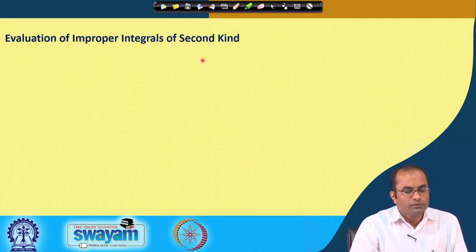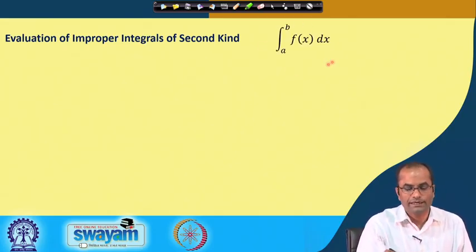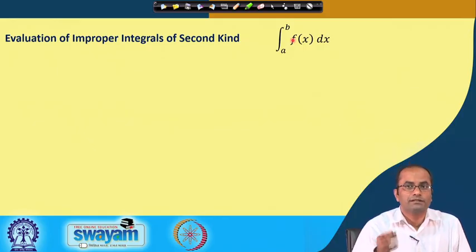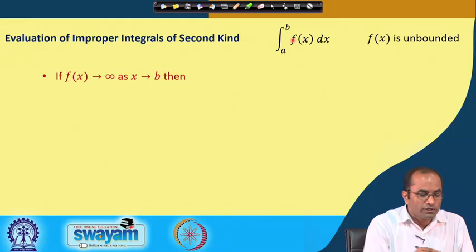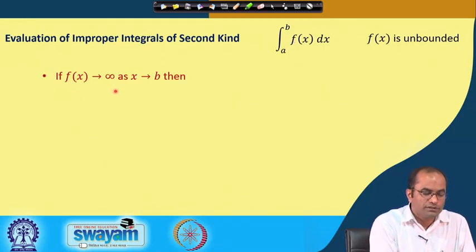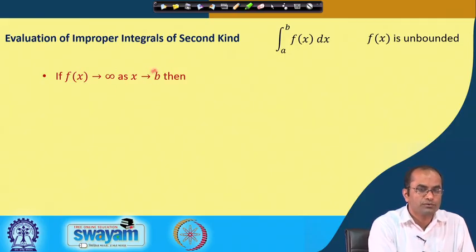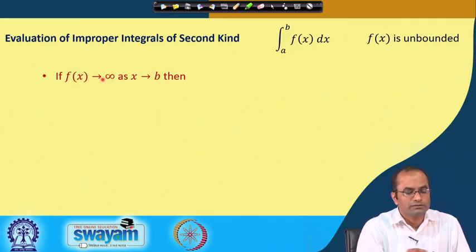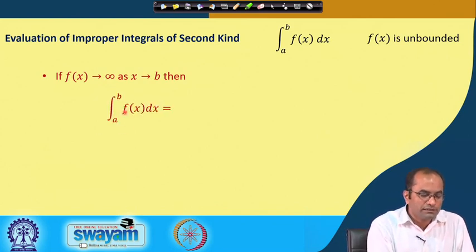Okay, so for the evaluation of the improper integral of the second kind, we will learn integrals of the kind a to b f(x) dx, where f(x) is unbounded at some point in the range a to b. Suppose this f(x) goes to infinity as x tends to b. So, when x is approaching the upper limit, f(x) is becoming unbounded.